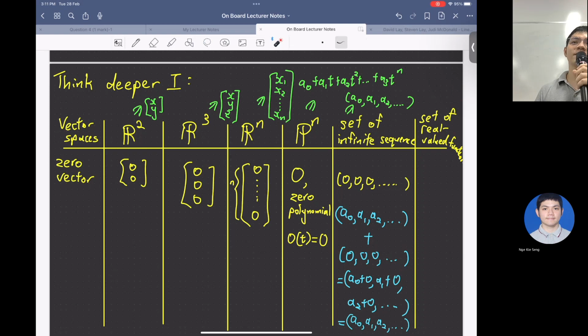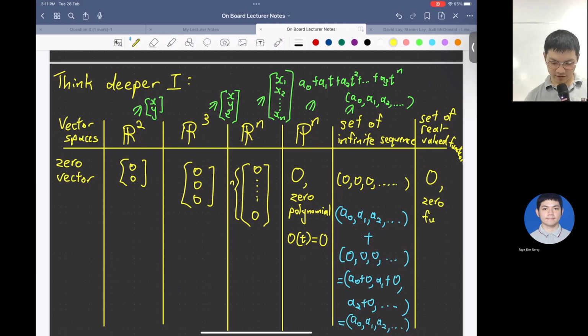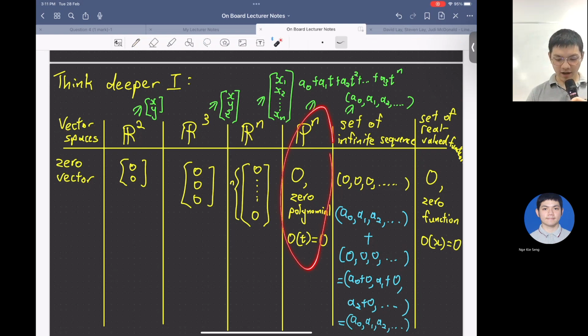Zero vector times x. I mean, it's just zero, right? Okay, so it's the zero. In this case, we still put zero here, and this is called the zero function. Zero function means if you evaluate at any point, you get zero. Okay, so these two spaces are quite similar, right?